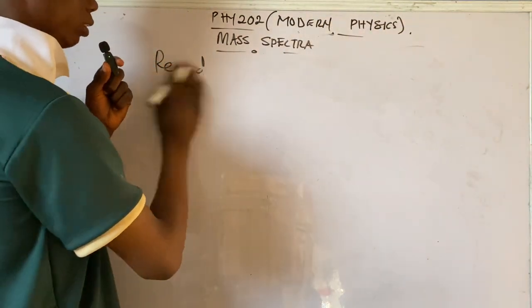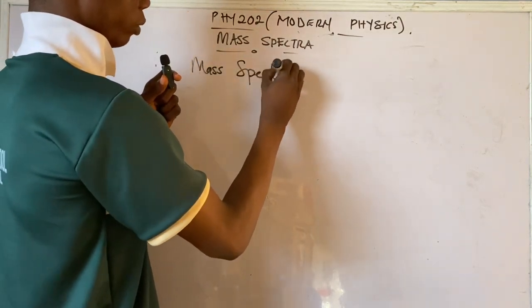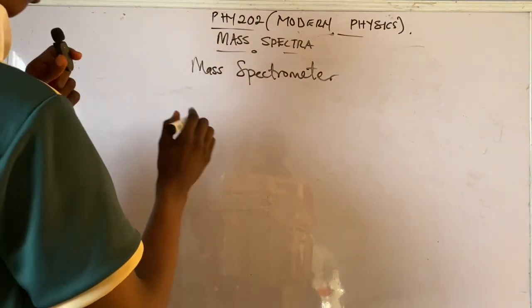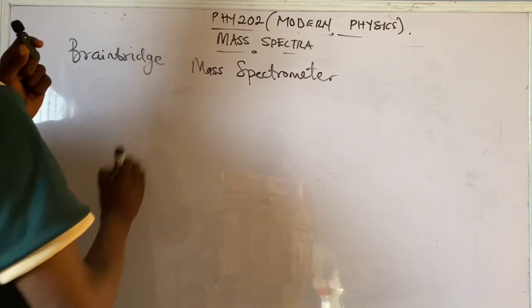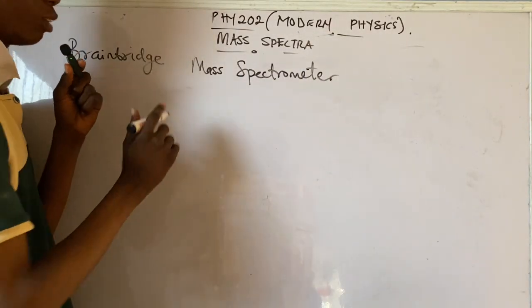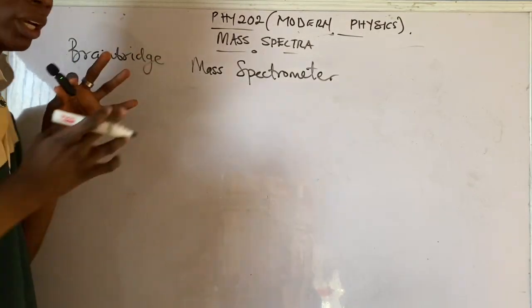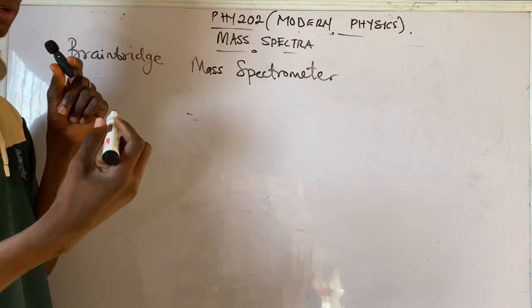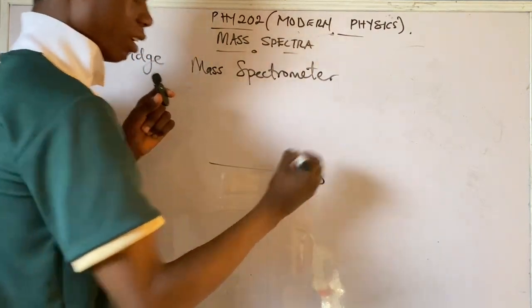That is done by using mass spectrometers. Mass spectrometers are used to measure the masses of elements. The most common one, and the one that we'll be using here, is called the Bainbridge mass spectrometer. The Bainbridge mass spectrometer allows beams of ions to move through a velocity selector.